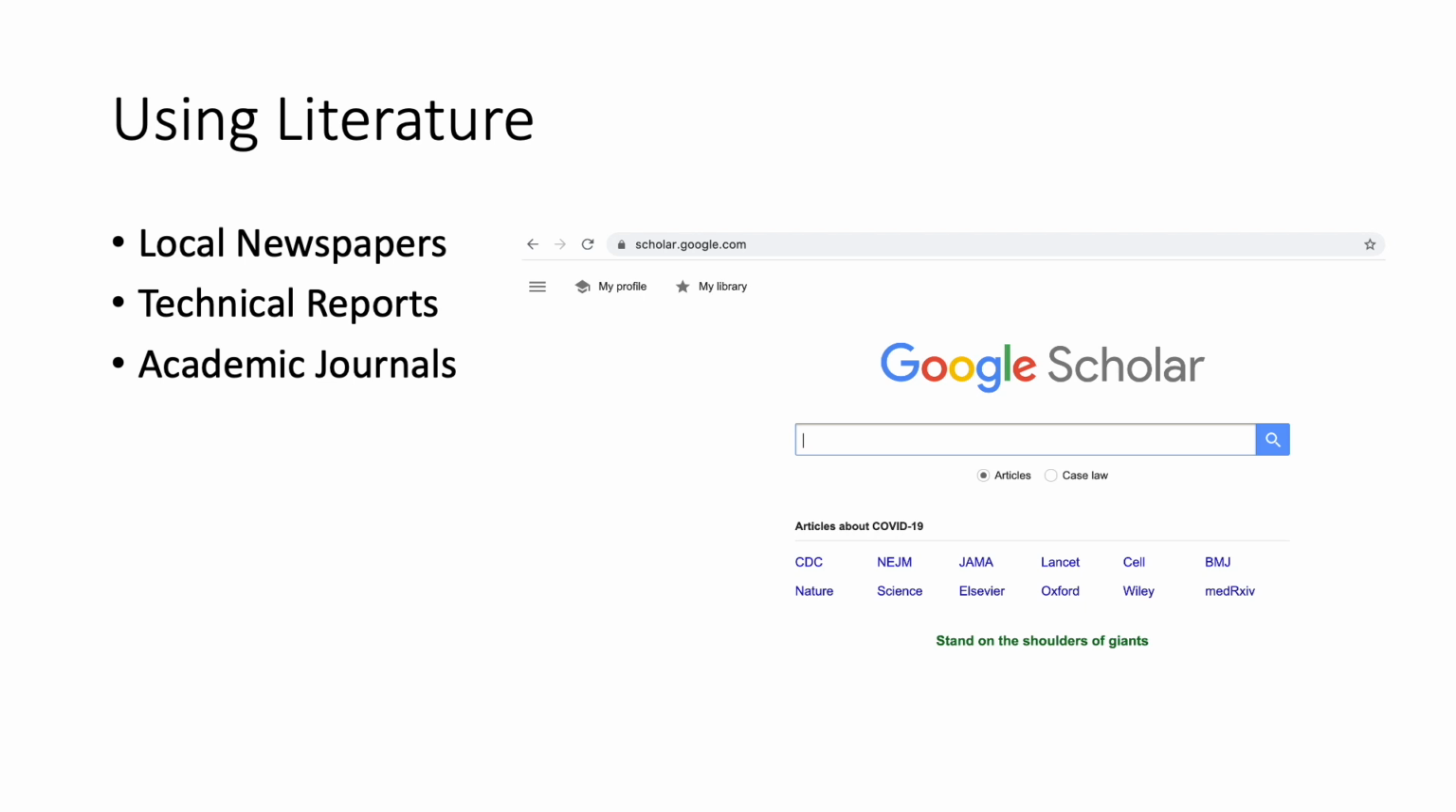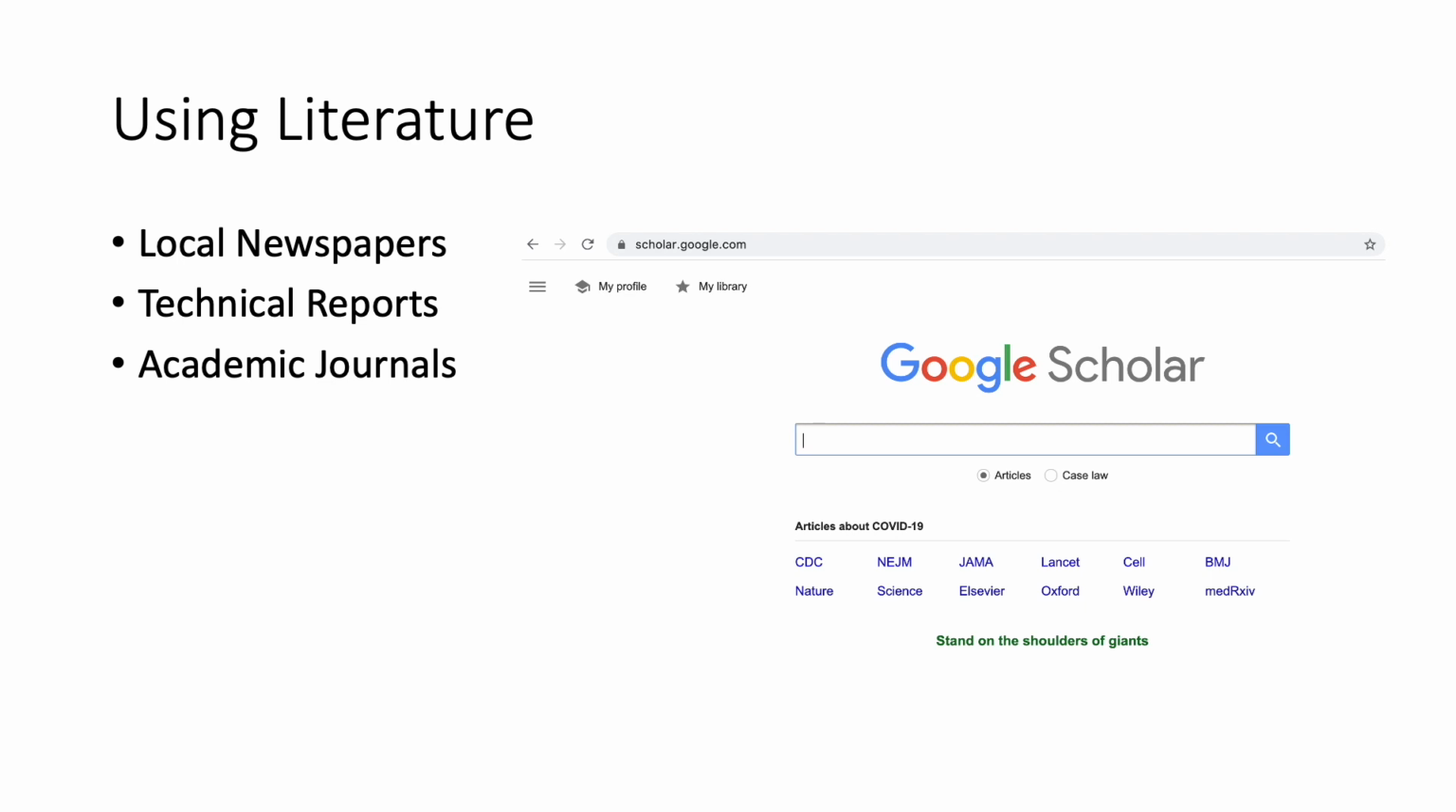A really good place to start with that is Google Scholar. That will help you. And again, with local newspapers, Google News. So 2 different versions of Google that filters out a lot of the things that you're not interested in. Google News for newspaper reports and articles, and Google Scholar for academic journals.